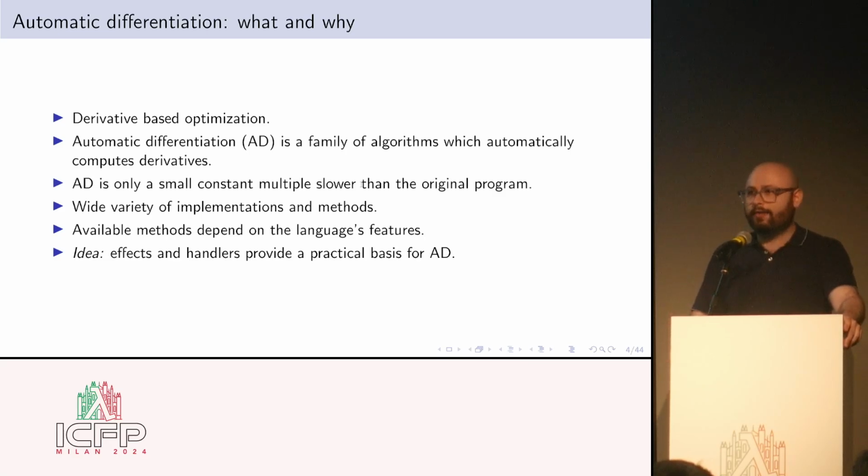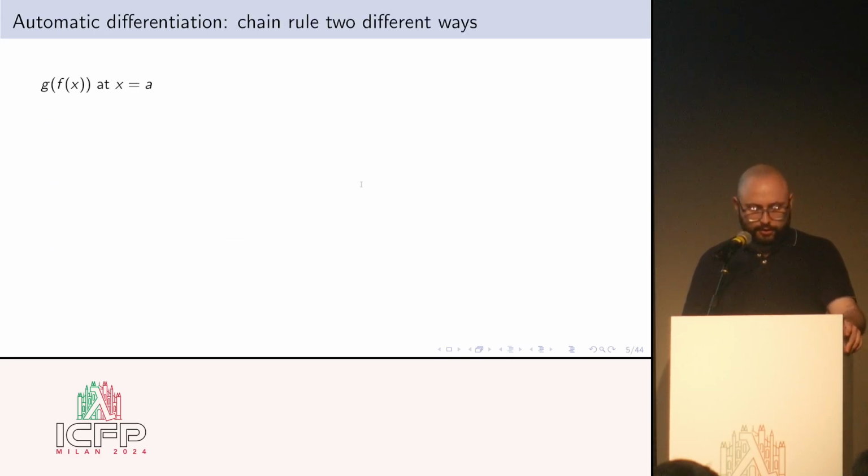There's also a wide variety of implementations and methods of implementation. But importantly, the available methods of implementation depend really heavily on the language's features. So the main idea of this work is that effects and handlers provide a practical basis for implementing automatic differentiation across the whole family. So let's talk about automatic differentiation and how we can do the chain rule in two different ways.